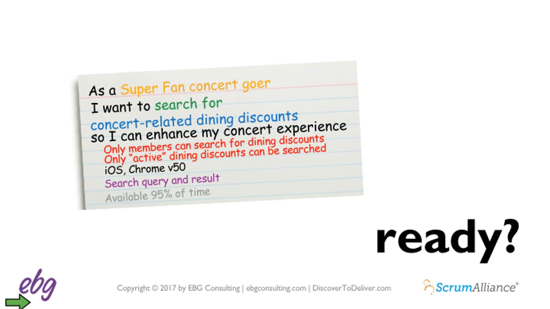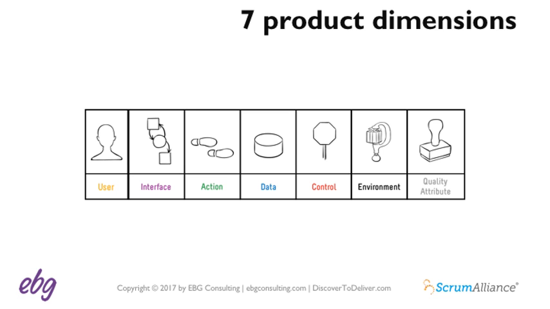So what I want to do is share a practical and time-tested way to refine any user story to get it to ready. Every backlog item has 7 product dimensions, and you use these to get ready so you can get to done. I'm going to introduce you to the 7 dimensions briefly, and then we'll look at an example to show how it plays out.